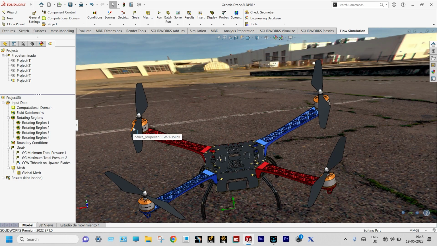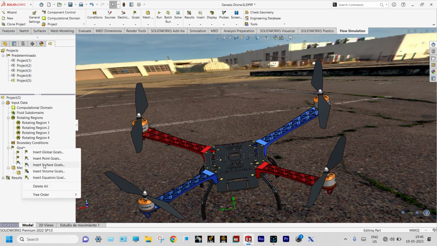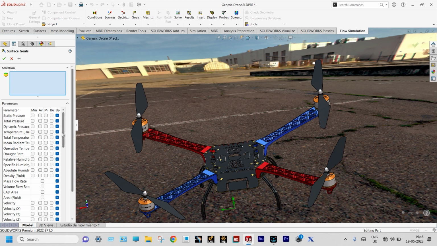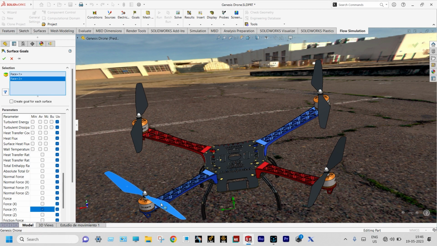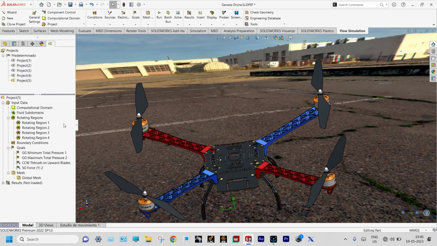Again, we need to select thrust for the rotors which will be moving in the clockwise direction. So goals, insert surface goals, and we need to select force in y direction, and we need to select this one and this one. These are actually moving in clockwise direction, selected. So these two will be representing thrust in the upward direction by the rotation of rotors in clockwise direction, right? So green check, and we can rename this one as clockwise thrust on upward blades. Done.